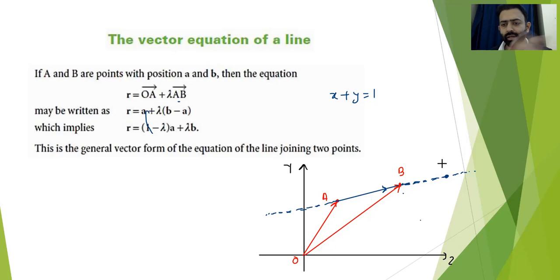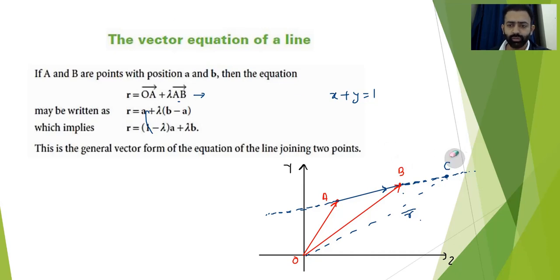Let us say that a point is C. Any point lying on this straight line will satisfy the condition OA plus lambda times AB. This is the meaning of the vector equation of a line, and point C can lie anywhere along this line. Finding the equation means finding the position vector of this point C. If I join O with C, I get the position vector, denoted by vector r.